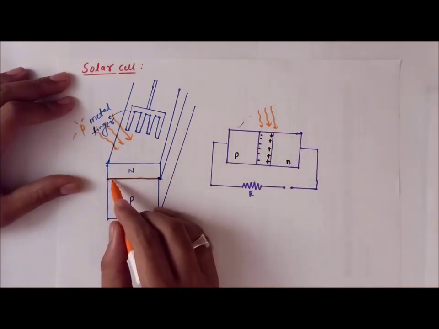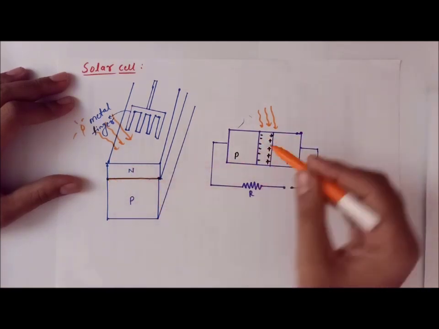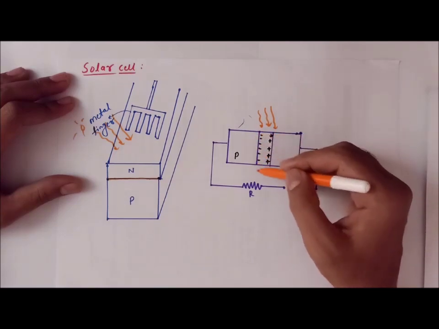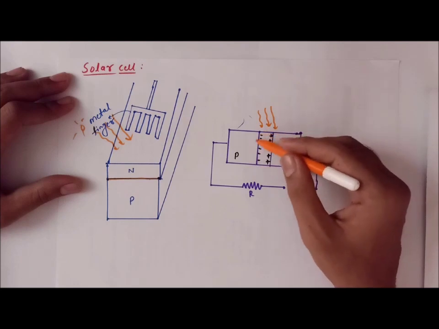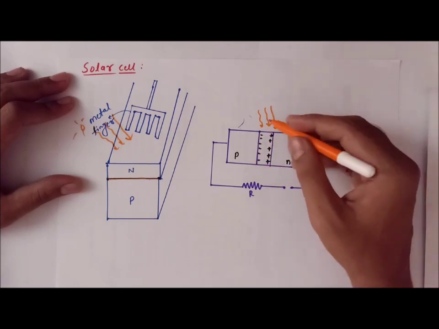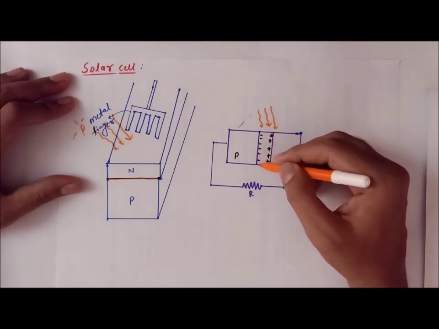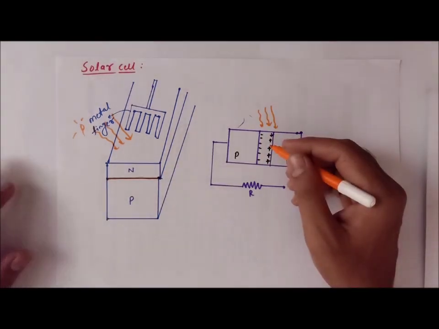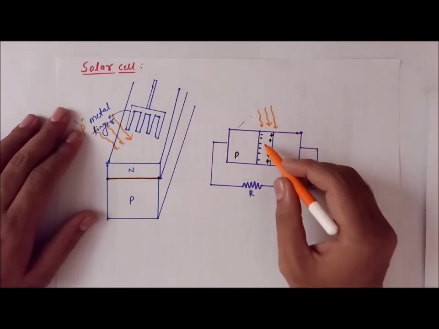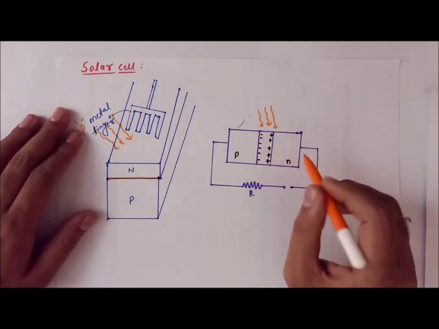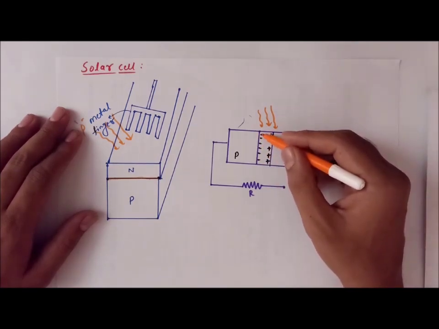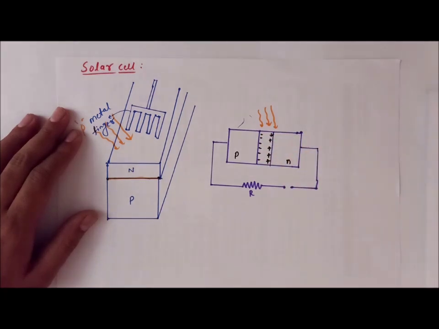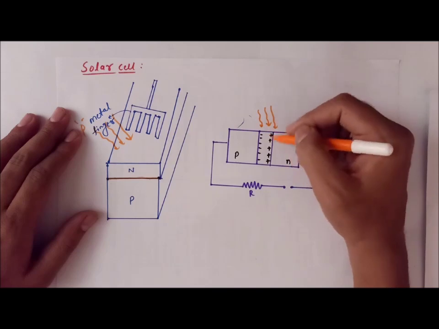And what is there at the PN junction? There is a depletion layer, which is depleted of charge carriers. There is no free charge here, and only atoms are present. The atoms are silicon, or maybe germanium. Ions are also present; these are immobile ions. When light falls on it, what happens?